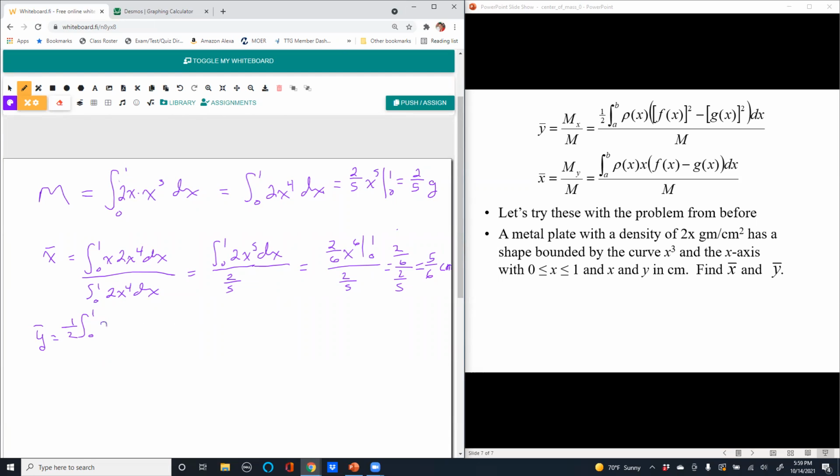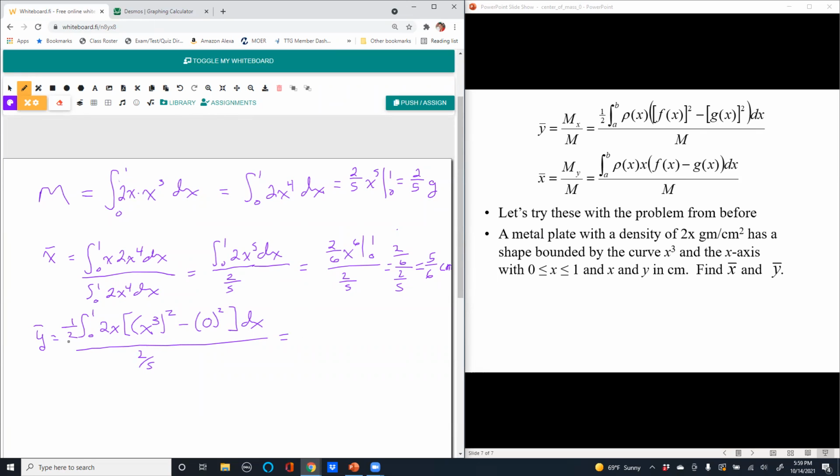And then we've got our density, so 2x. And then our function squared minus our bottom function squared. Remember, g of x is 0 in this case because y equals 0, or the x-axis is our lower function. 0 squared. dx, we already know the total mass is 2/5.